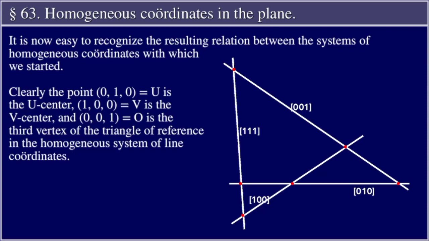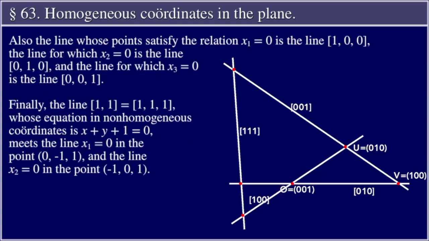It is now easy to recognize the resulting relation between the systems of homogeneous coordinates with which we started. Clearly, the point 0, 1, 0 equal to u is the u-center, 1, 0, 0 equal to v is the v-center, and 0, 0, 1 equal to o is the third vertex of the triangle of reference in the homogeneous system of line coordinates. Also, the line whose points satisfy the relation x1 equals 0 is the line 1, 0, 0. The line for which x2 equals 0 is the line 0, 1, 0, and the line for which x3 is equal to 0 is the line 0, 0, 1.